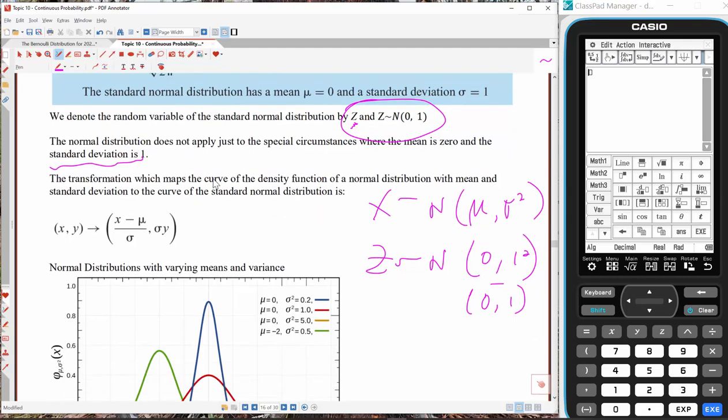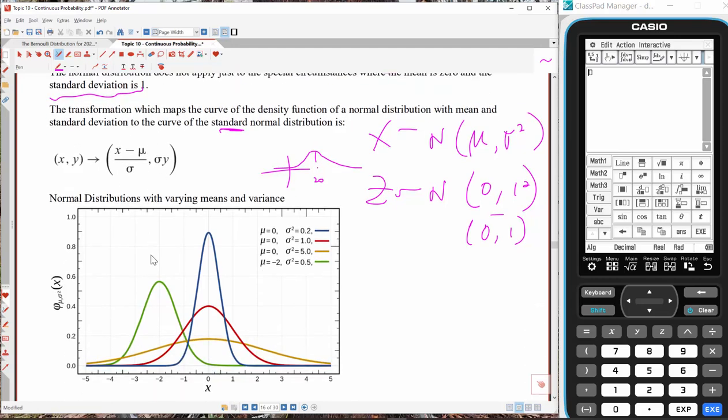All right, we'll talk a little bit more about transformations later on, but if we want to map the curve of the density function of a normal distribution with a mean and standard deviation to the standard, I use these transformations here, and that will take any curve that I've got. Say I've got a curve that looks like this. It's got a mean of 20 and a standard deviation of 2 for argument's sake. If I want to get that curve back to the standard, all I do is these transformations.